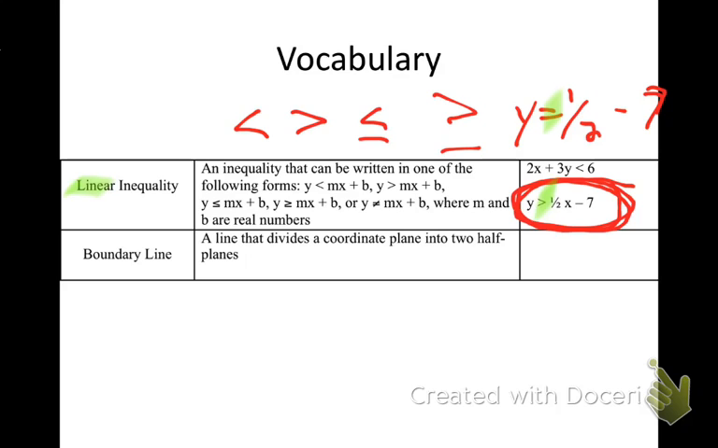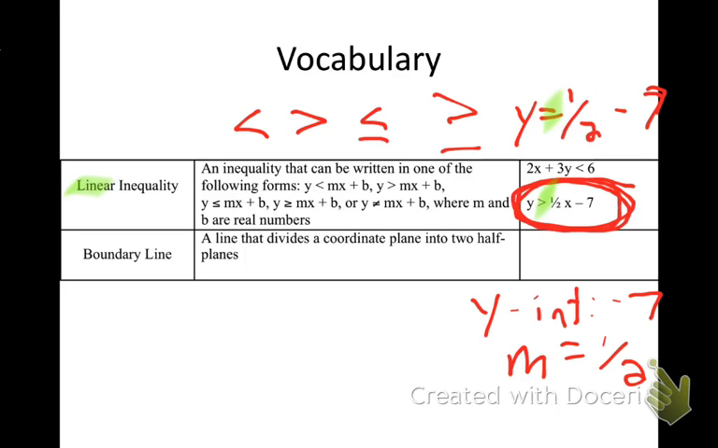If I have that inequality or that equation, what is my y-intercept, Lane? -7. So the y-intercept would be -7. And my slope would be, what would you say, Nick Kalin? And then I could graph it from there. And then we have a boundary line.